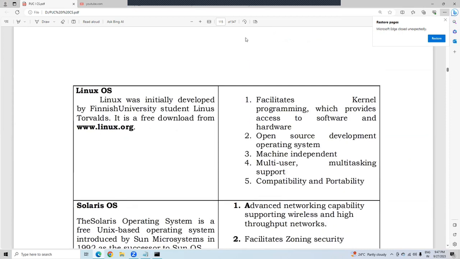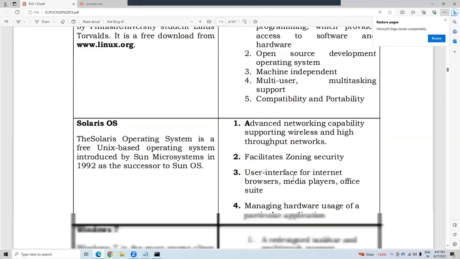Linux OS was basically developed by a Finnish university student, Linus Torvalds. That's why the name of the software is Linux. It's open source software where anyone can download from Linux.org. It's not a licensed one. It's open source software, and it provides you all these facilities.